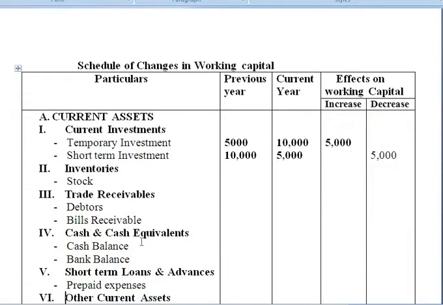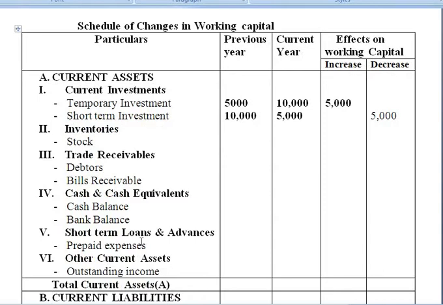See this. Heading is schedule of changes in working capital. So there will be total 4 columns. First column is particulars, next one is amount, previous year amount and current year amount, that is opening and closing. Then the third column is effects on working capital, whether the working capital increases or decreases, that we have to record here. And this will help us to understand whether there is an increase in fund, that is increase in working capital, or decrease in working capital.